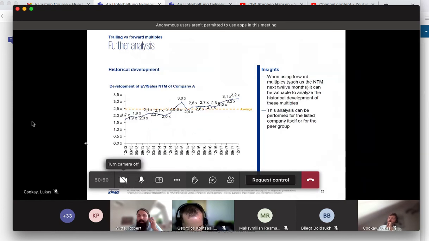And of course, when you then look, we just looked at the current trading multiples, right? For the current multiple, you take, for example, the market cap as of December 2021.